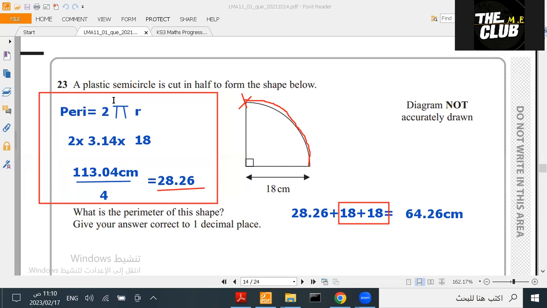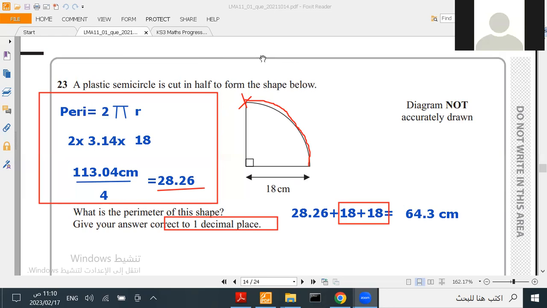You have to find the perimeter of the whole circle, then divide it by 4, and then you add the diameter at the end. They need it in one decimal place, so it's going to be 64.3. Always read the questions over and over. Any questions here? You just focus on the steps. Let's move on to the next question.